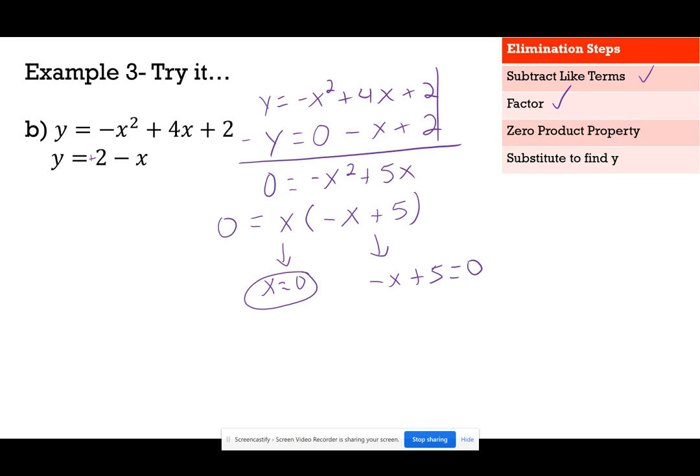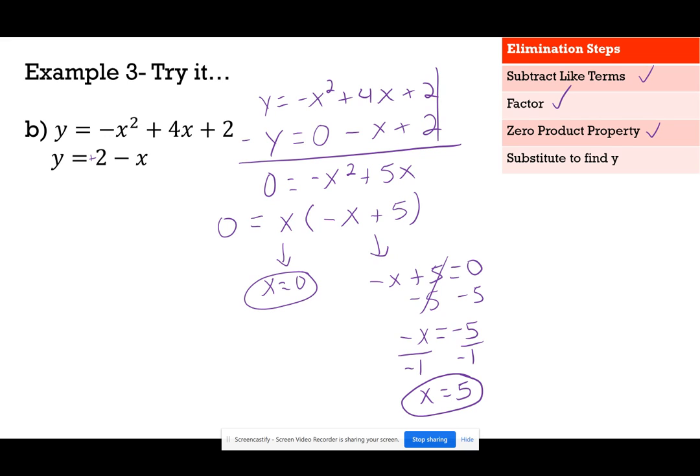So let's go ahead and solve for x. I can subtract 5 from both sides. So negative x equals negative 5. But to get rid of that negative sign in front, I have to divide by negative 1. So I end up with x equals positive 5. All right, so I've done my zero product property.